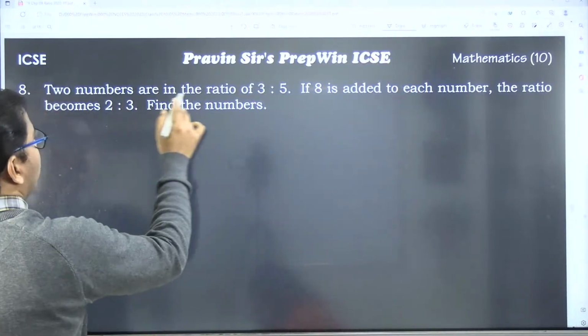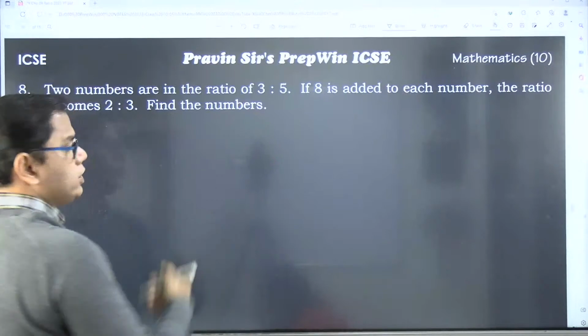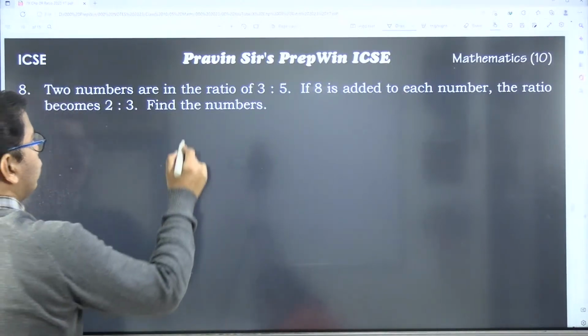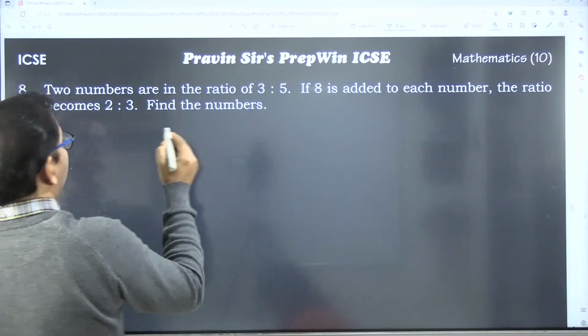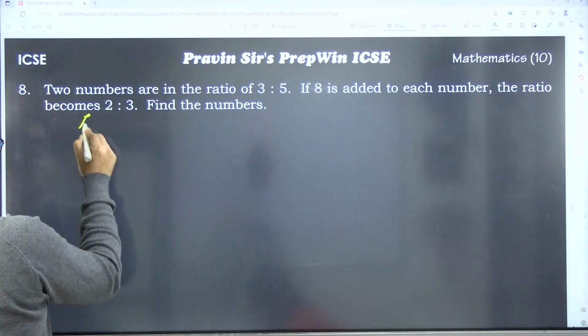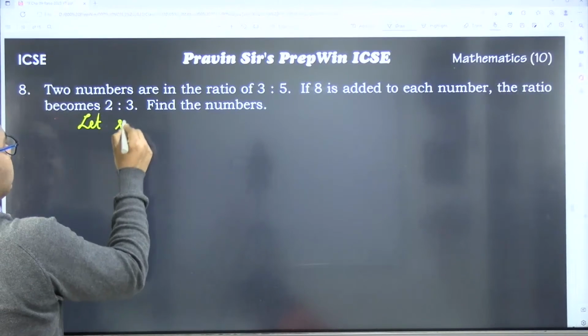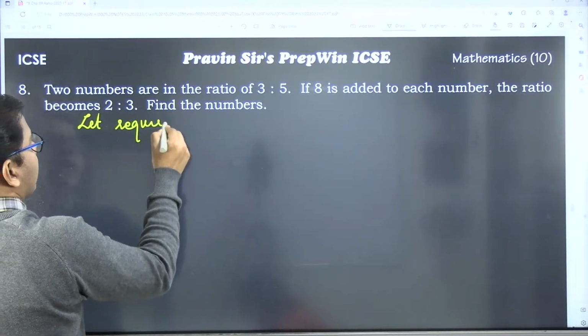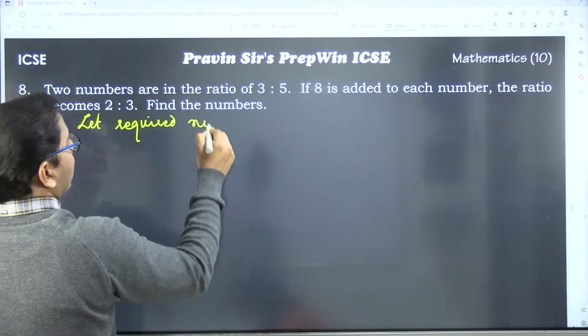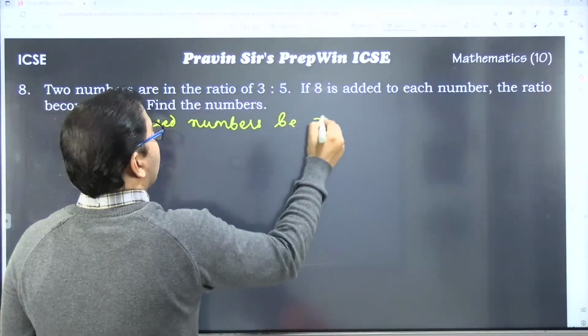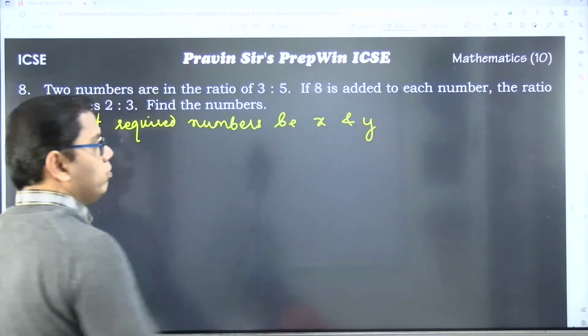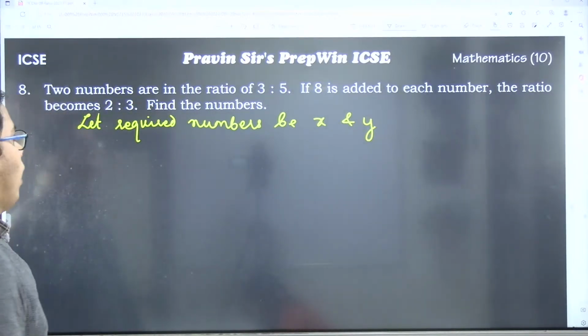Okay. Two numbers are in ratio 3:5, and I have to find those numbers. So let the required numbers be what? I want two numbers, so my first number is x and second number is y.